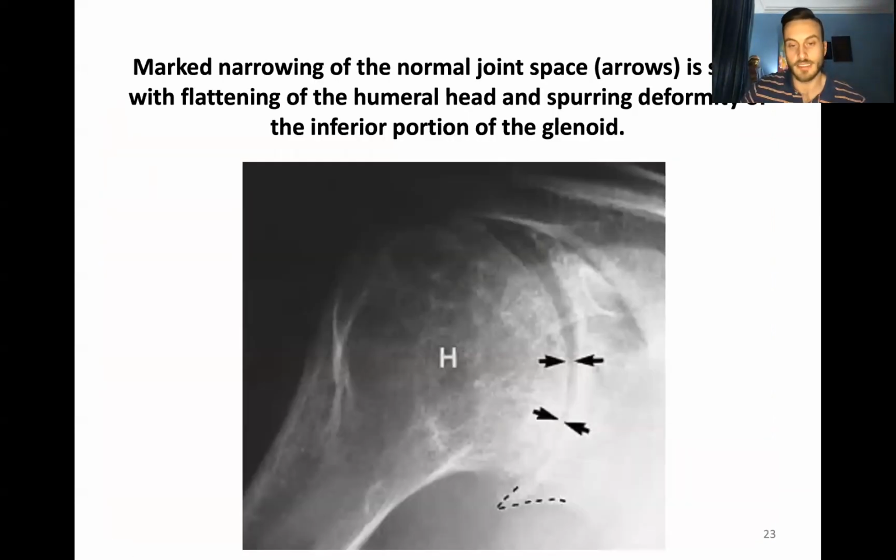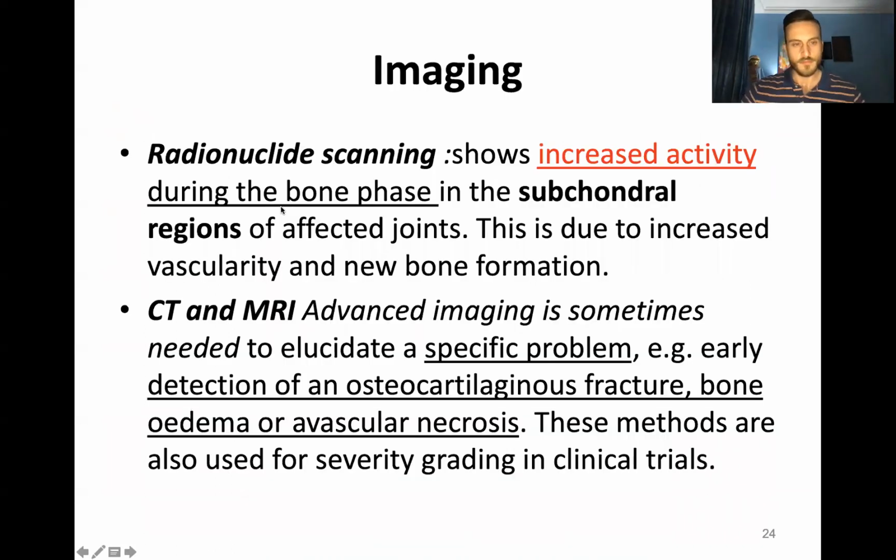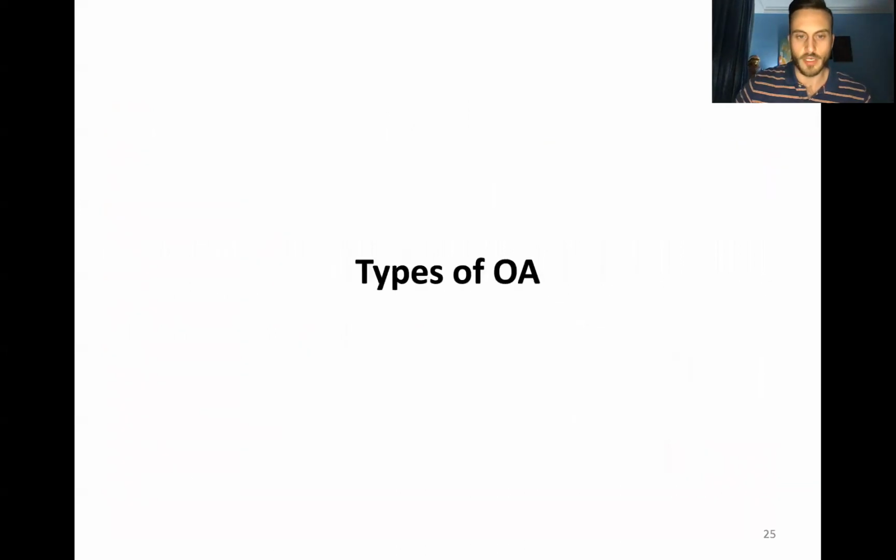This is osteoarthritis in the shoulder. You can see the humerus, you can see the glenoid, decreased joint space in here, subchondral sclerosis, cysts, everything. We already talked about this.